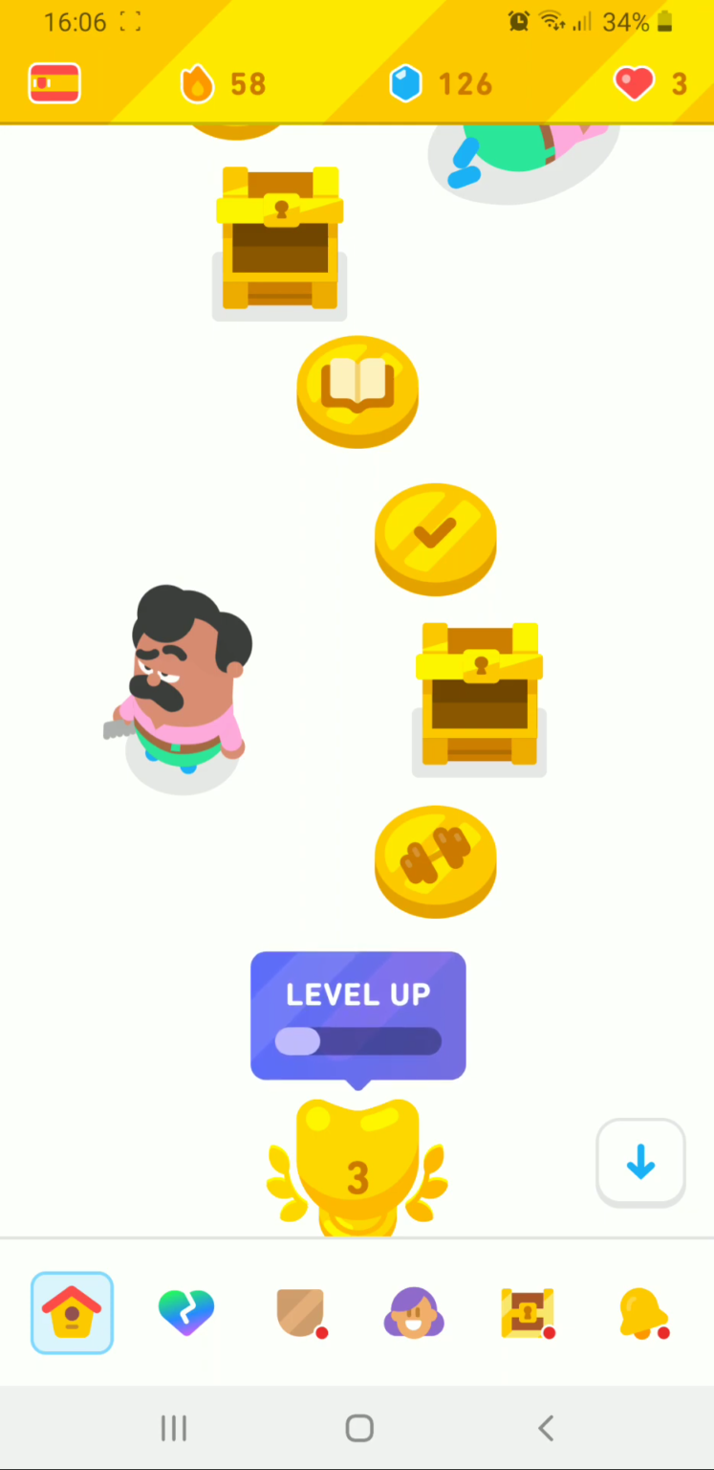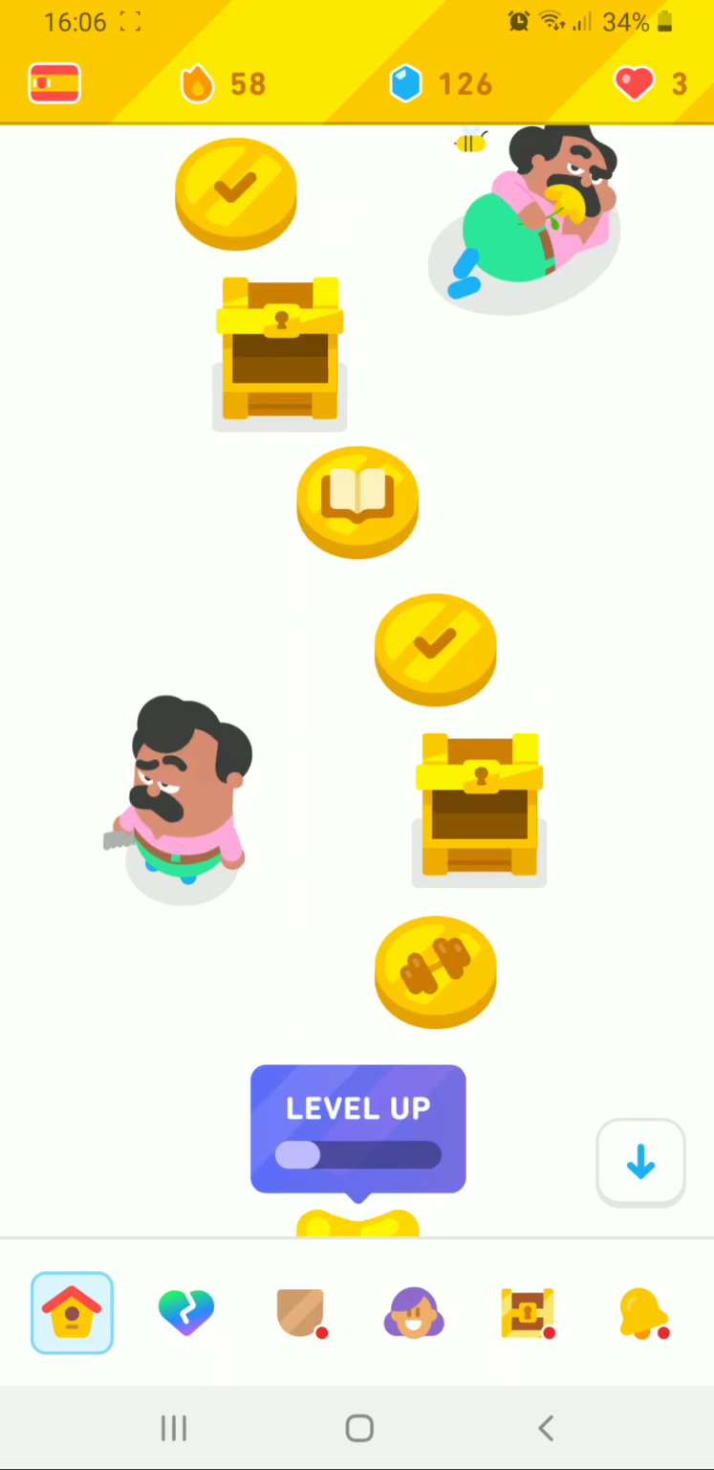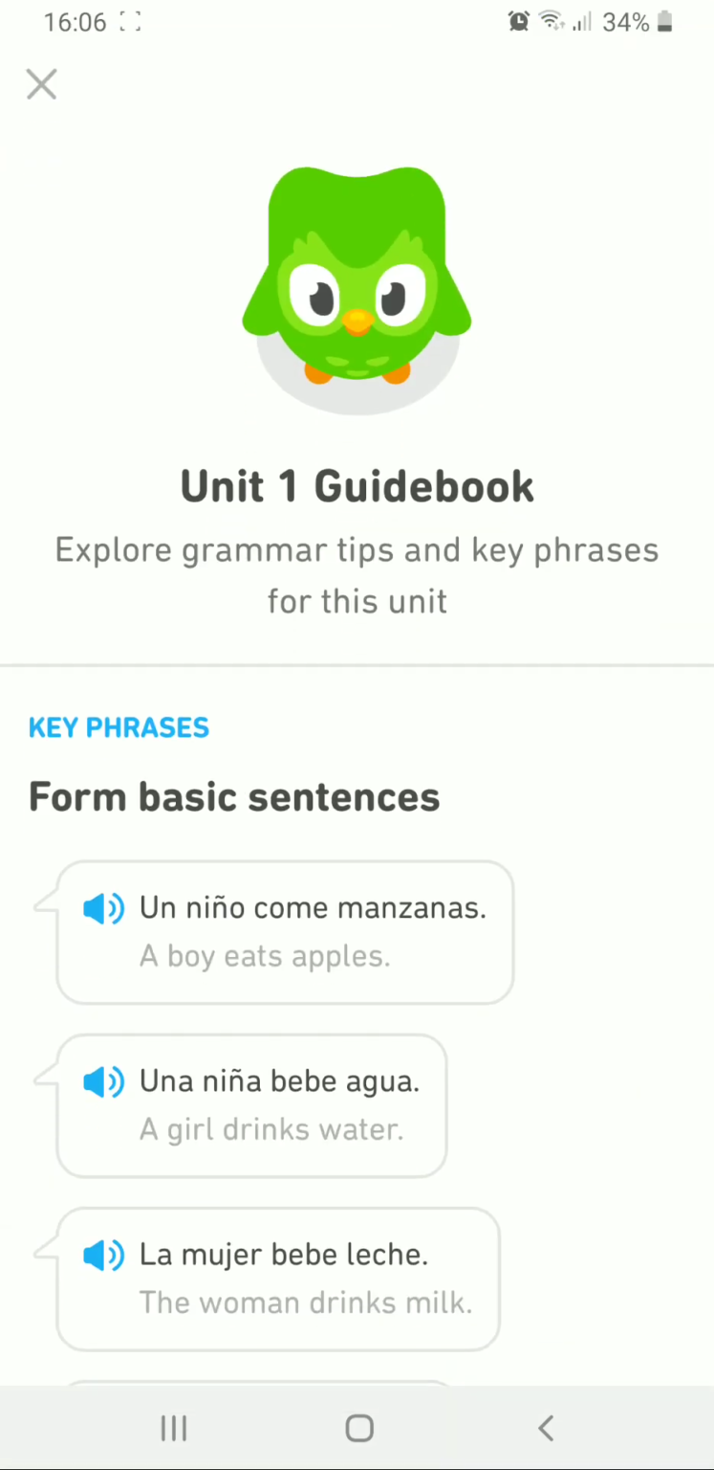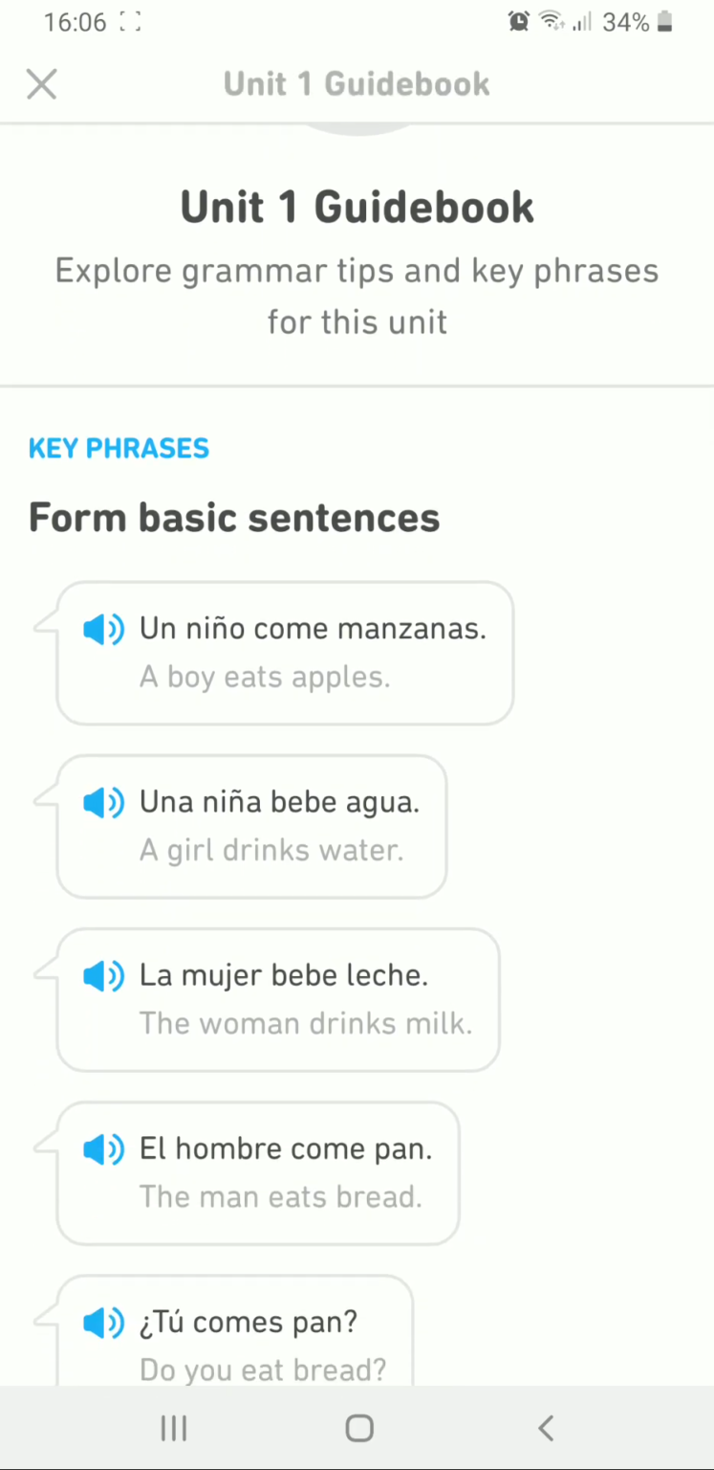It's been a while since I studied Spanish using Duolingo, so today I just want to review certain things before I continue with the new lessons. So, Unit 1, for example, I'm just going to read it. I'm not going to do any exercises here. So, explore grammar tips and key phrases for this unit.